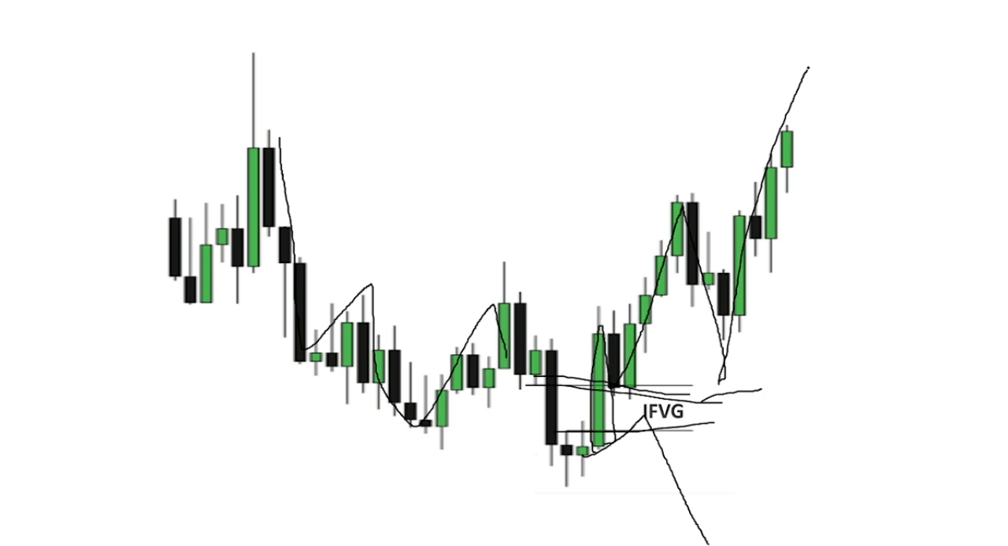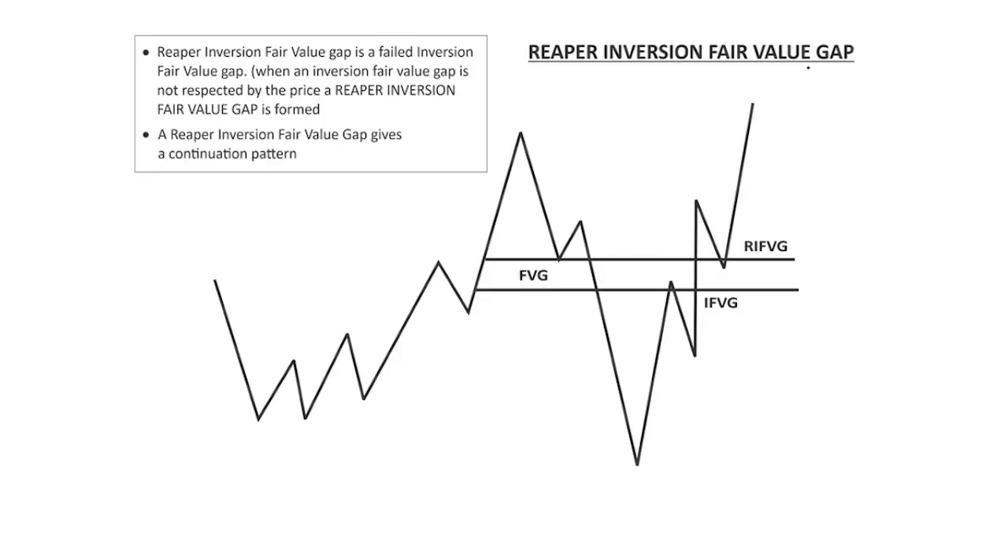Now let's look at the next one, the Reaper inversion fair value gap. Okay, now what is Reaper inversion fair value gap? The Reaper inversion fair value gap is a failed inversion fair value gap. Remember, that fair value gap being broken gives us an inversion fair value gap, so we are expecting a reversal in price movement. But when the market breaks the inversion fair value gap and continues back in the original trend of the market, a Reaper inversion fair value gap has occurred.